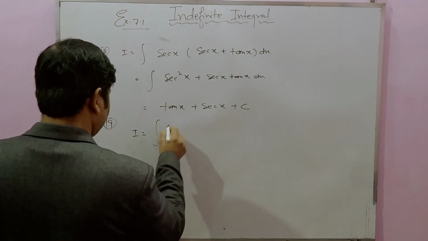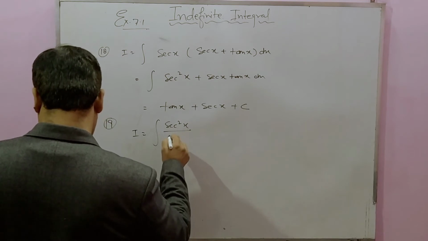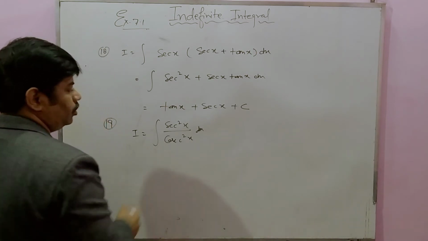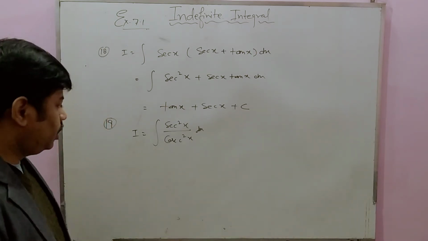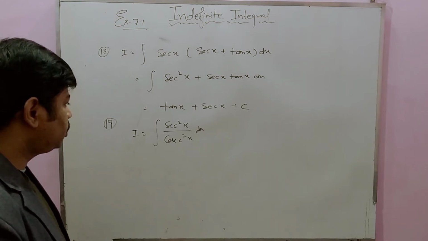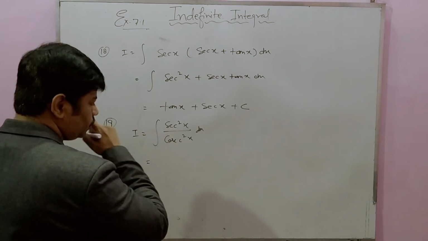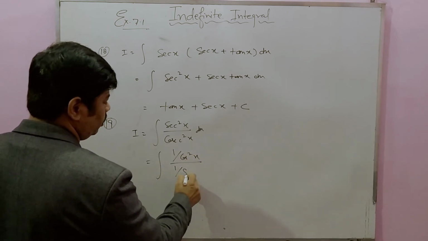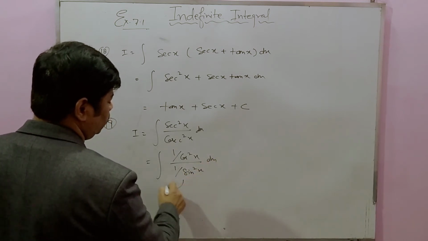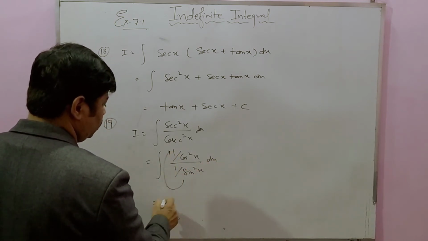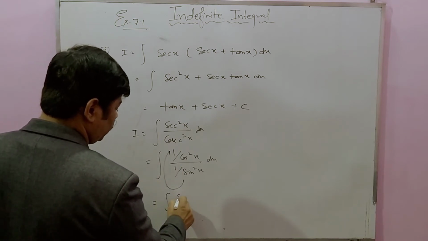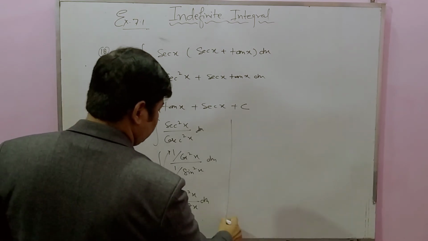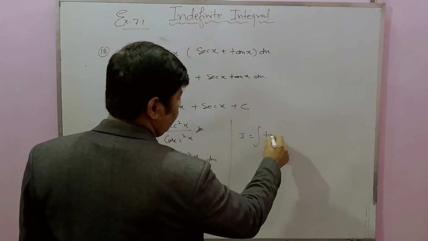I equal to integration of sec square x upon cosec square x dx. We can't integrate directly, so first of all we have to break it. Sec square x is 1 upon cos square x and cosec square x is 1 upon sin square x. We will multiply the down to the up. It should be sin square x upon cos square x. Now it should be I equal to integration of tan square x.